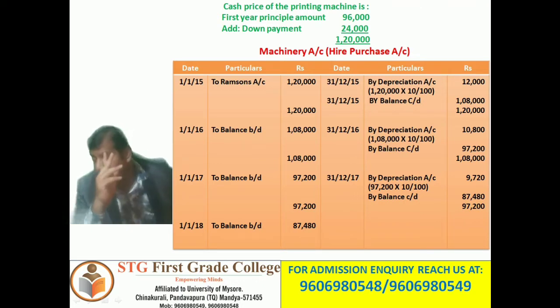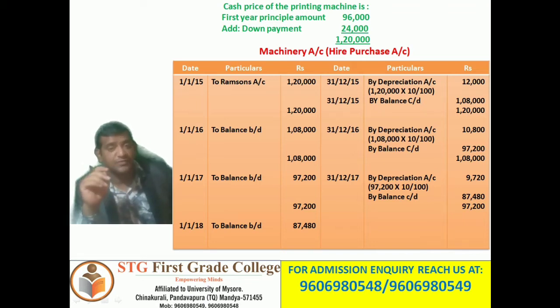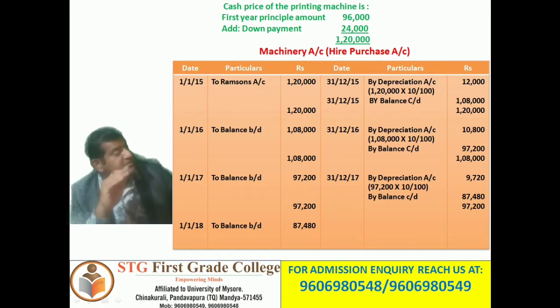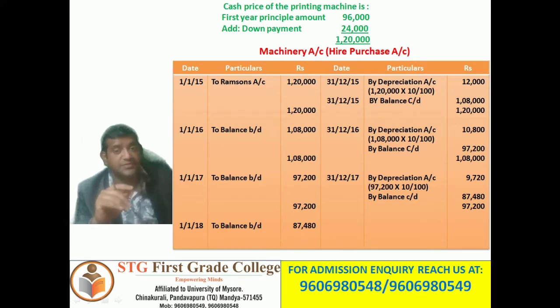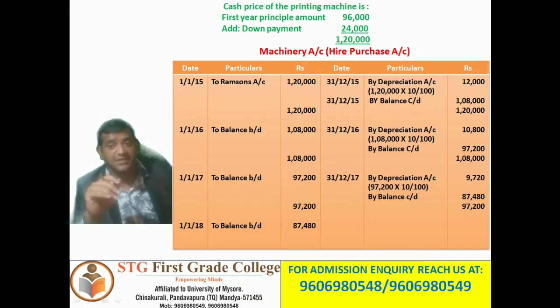Okay, that is nothing but hire purchase account. So we call it as a machinery account only. So this is always we start from the debit side. So debit side opening date on 1/1/2015 to Ramson's account 1,20,000. So that is cash price of the machine.